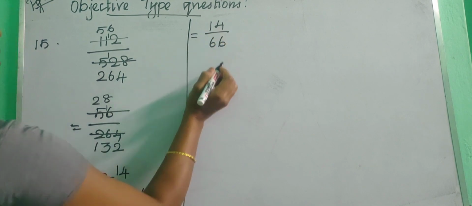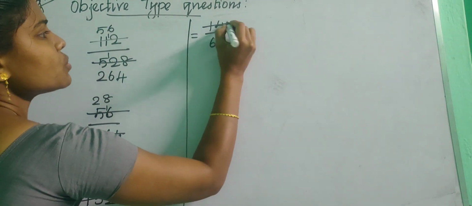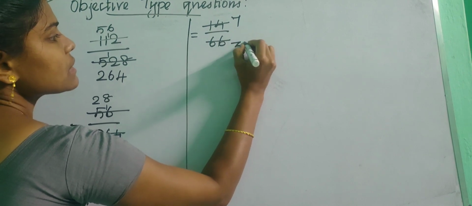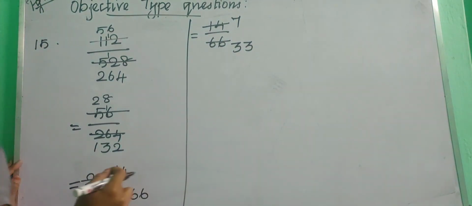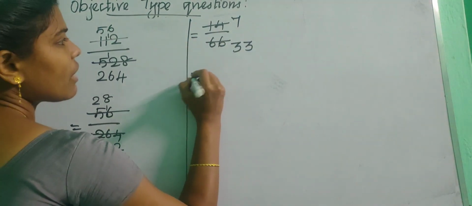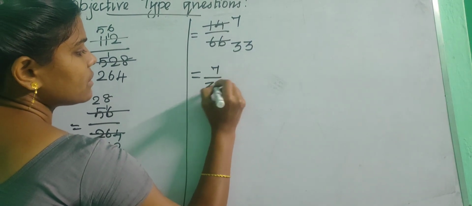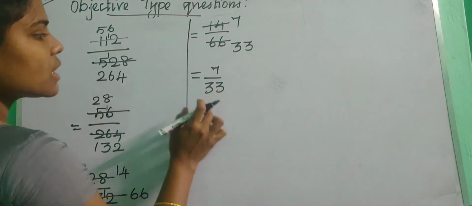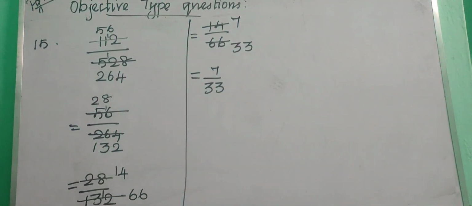Now what we can do? Again we can cut by using 2 tables. 7 2s are 14, and here 3 2s are 6, and again 3 2s are 6. Okay, so what we are having now? 7 upon 33. It is the simplest form. Okay, because we can't simplify it further, right? So that we are getting the answer as 7 upon 33.